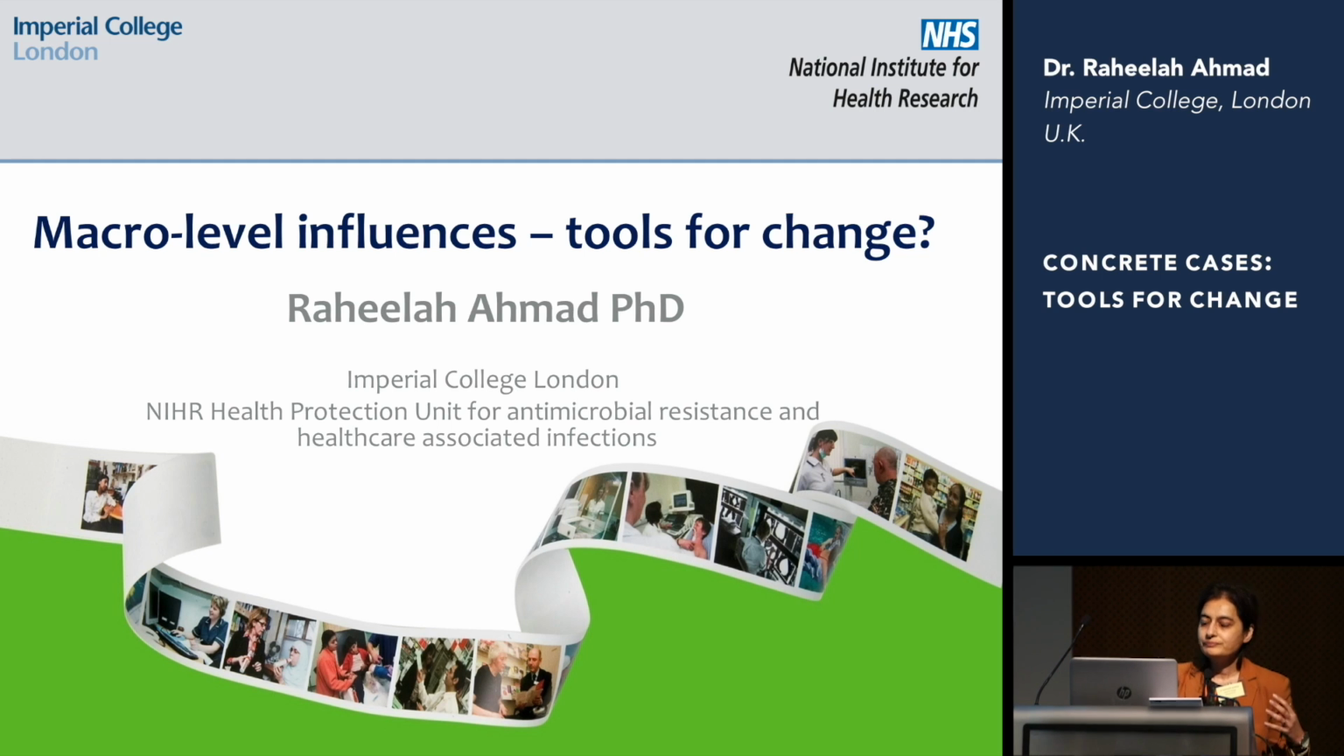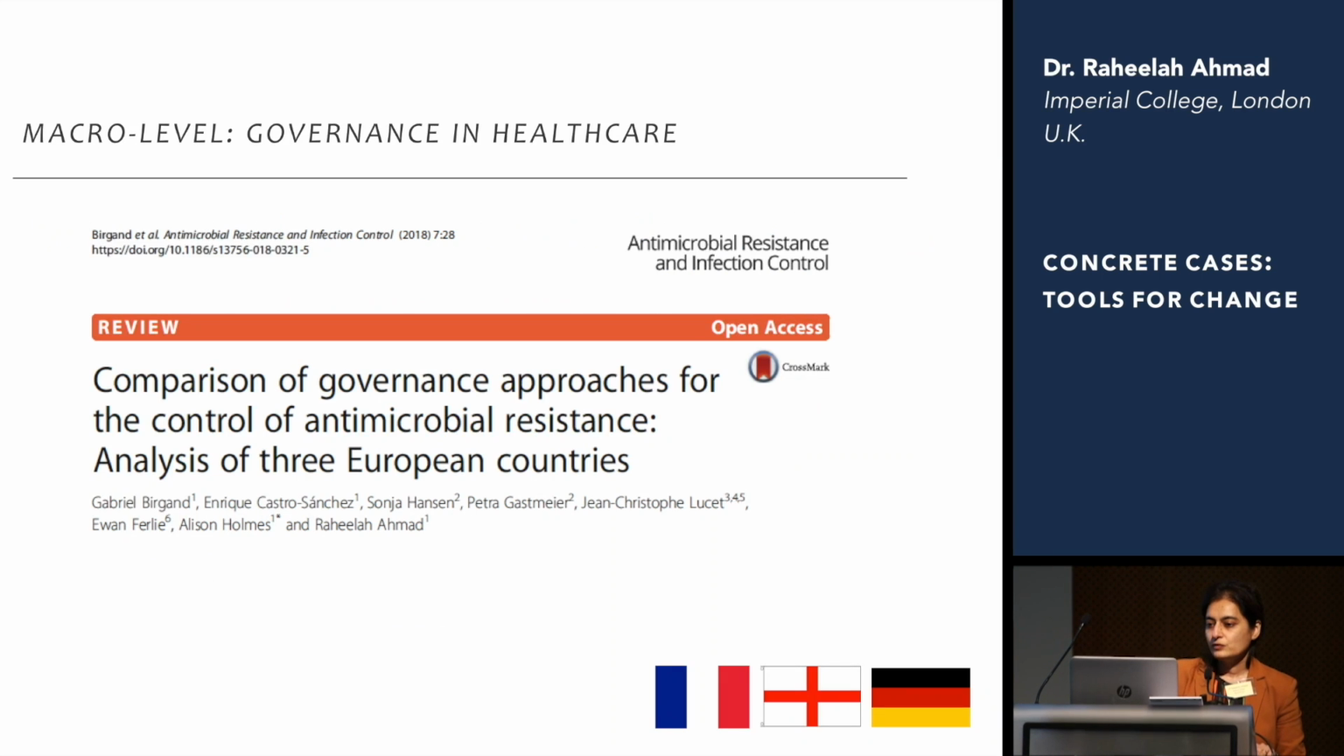So there is a big macro influence when it comes to the English context. And that's something that's interesting to observe. So I'm going to be touching upon that in the next few minutes. One of the things we set out to do with Gabrielle leading on this work was to look at how we have approached this macro level of influence in 3 countries, and we looked at England, France, and Germany. And this is a paper I would ask you to have a look at.